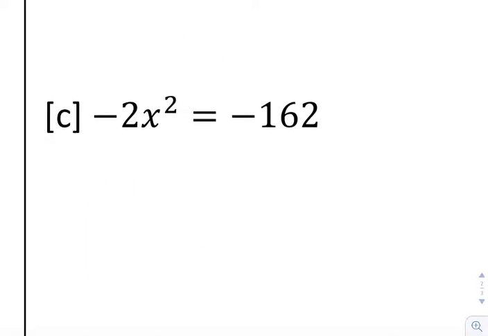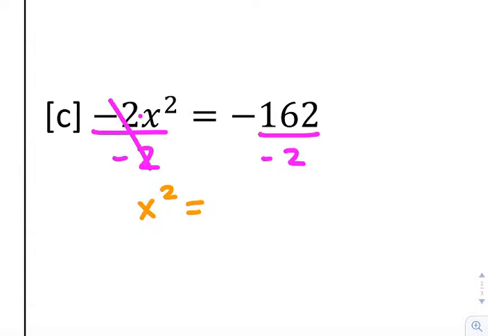Okay, solving for x with a square, no big deal here. We first need to get rid of this negative 2. A common mistake here would be to say, well, we want to add negative 2 or add a 2. That's not going to be the case. The negative 2 is attached by multiplication, so we'll undo it by division. So if we cancel out the negative 2's in division to make them 1, we'll end up with an x squared on the left. We have a negative 162 divided by negative 2. We'll end up with an 81.